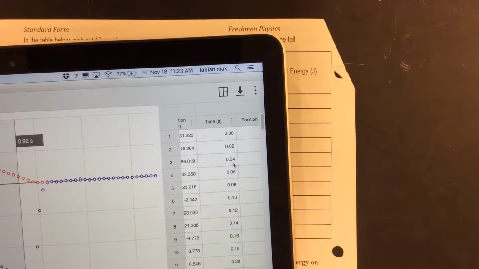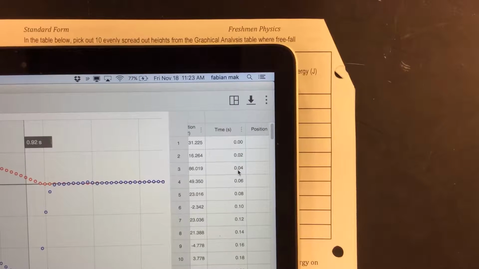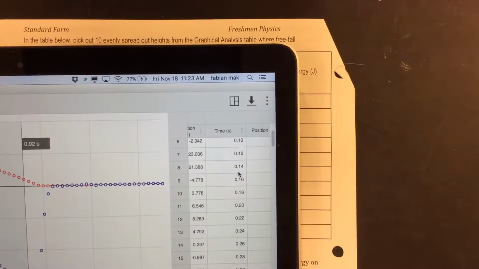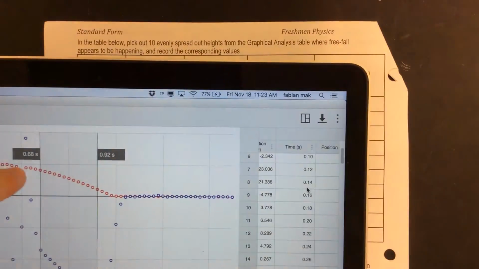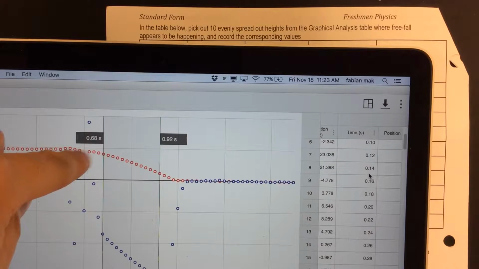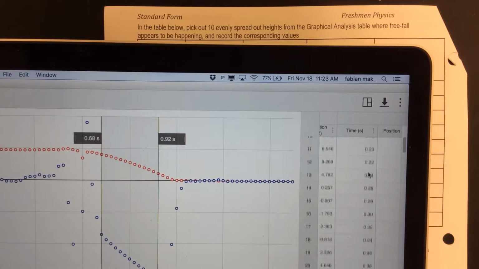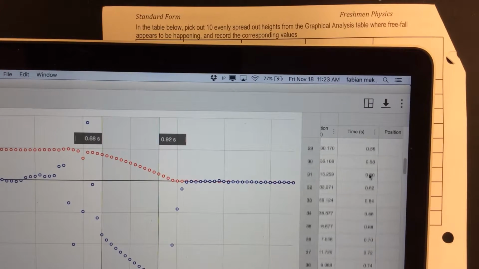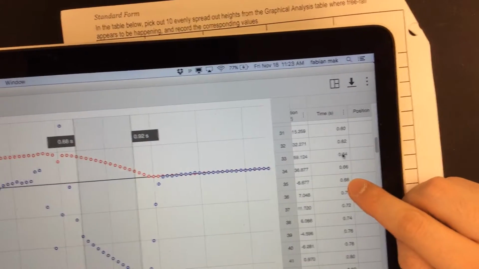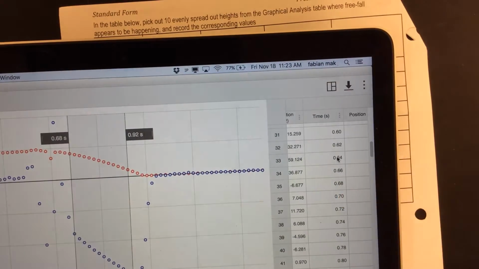These are the times. The times help you figure out which dots to pick out. I want to pick out from 0.68 all the way to 0.92. So I'm going to go down to 0.68. Here's that time.